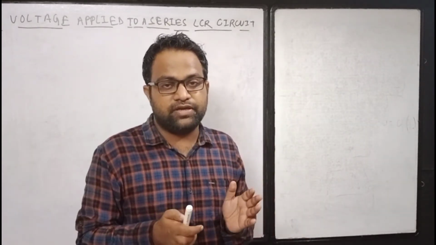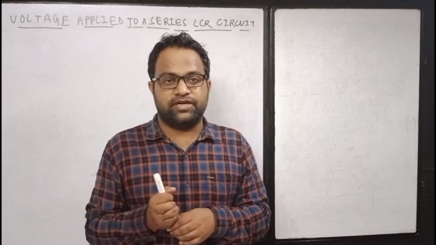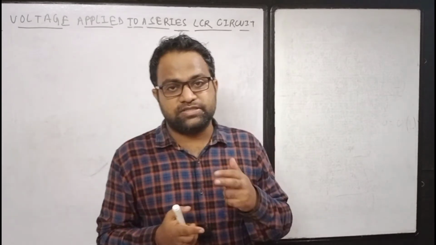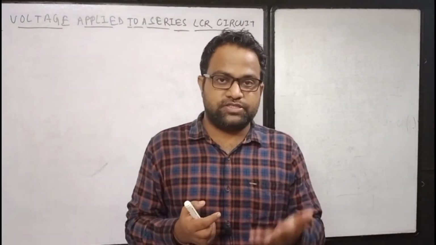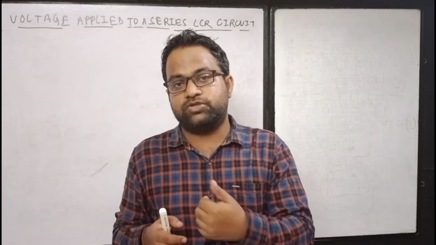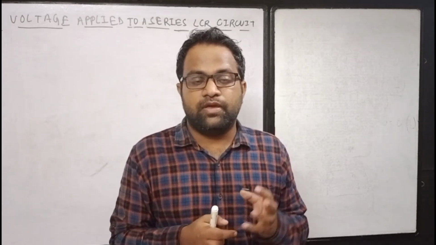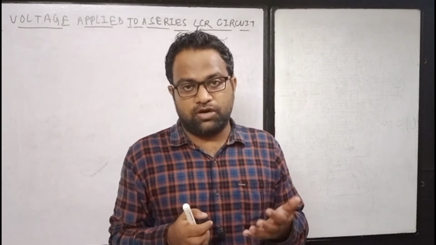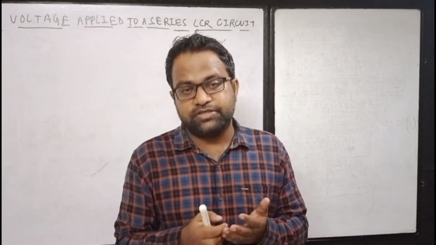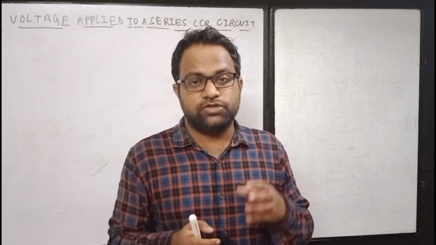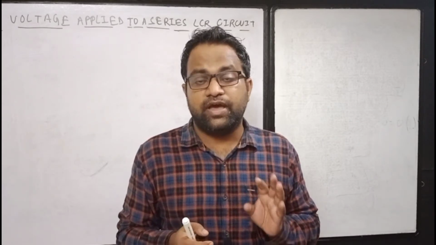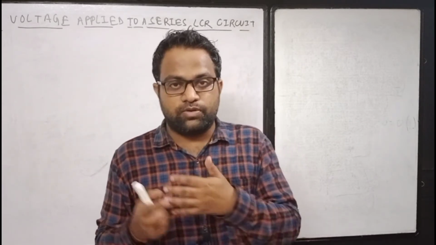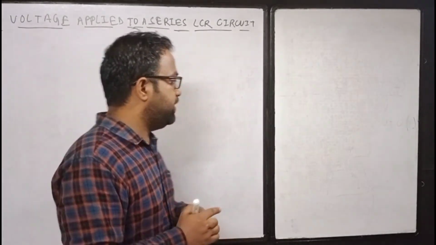So here a series LCR circuit, that means an inductor will be there, a capacitor will be there, and also a resistor will be there, and all the three components will be connected in series, and we will provide an alternating voltage to the circuit as a source voltage or as an applied voltage. So what will be the behavior of current? So let us discuss that.